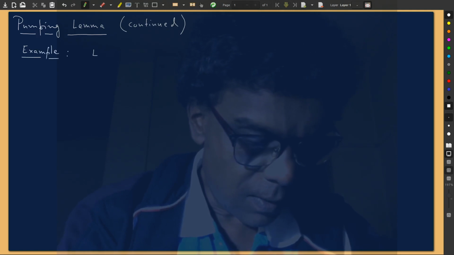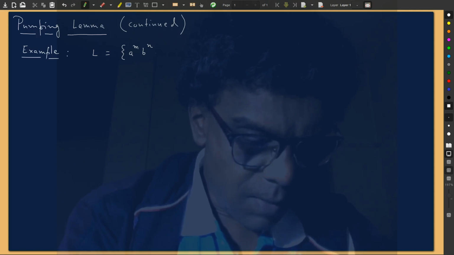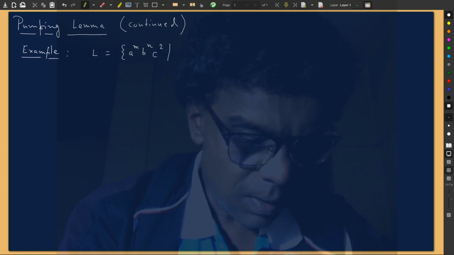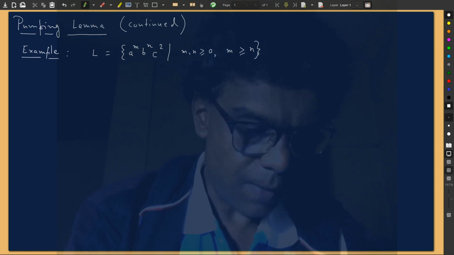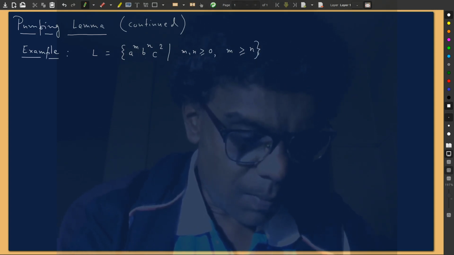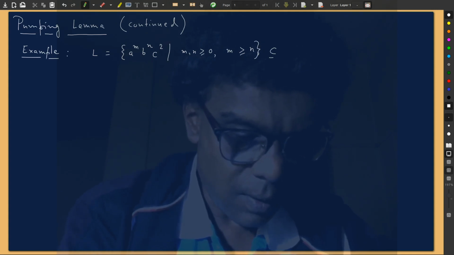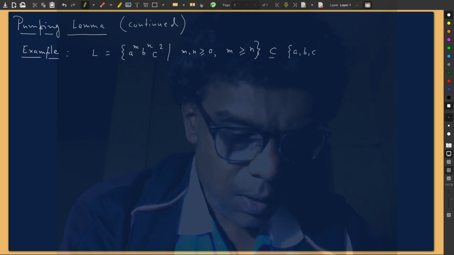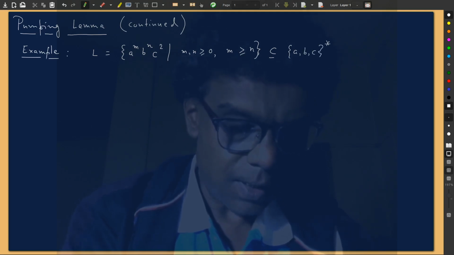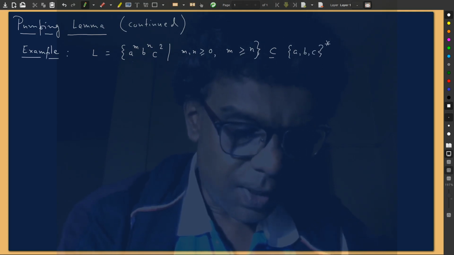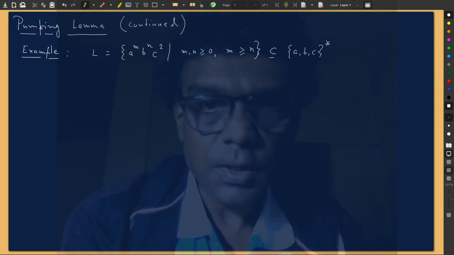Consider this language L, consisting of strings of the form: some number of A's followed by some number of B's followed by just two C's. This is now over the alphabet A, B, C. And I demand that the number of A's should be greater than or equal to the number of B's. And I have to show that this language is not regular.